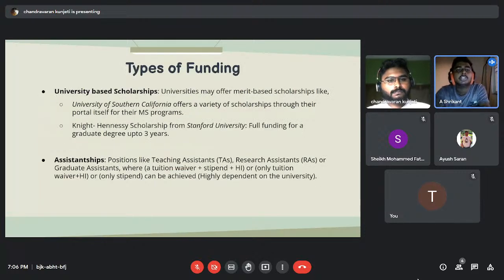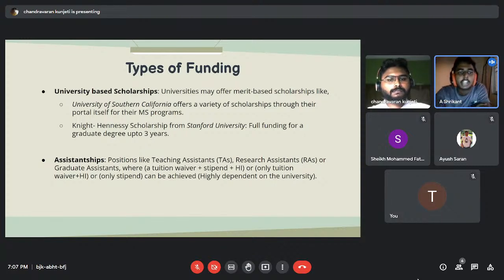So next, we have types of funding, like how can you fund. There are some things which you can look at, like university based scholarships. Some universities, not all, provide merit based scholarships. Like the University of Southern California offers a variety of scholarships on their website itself. While you get an admit, they'll redirect you to a portal where there is a list of scholarships. You can apply for them using your resume itself, and you'll get shortlisted and be called for an interview or a test or something like that. And the scholarship program will continue thereafter.